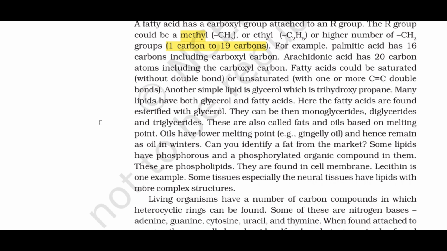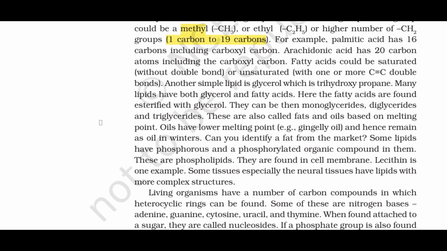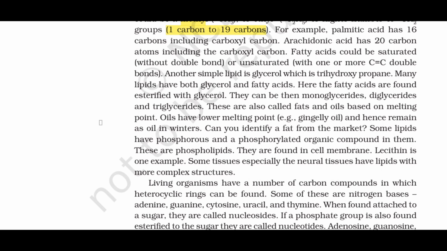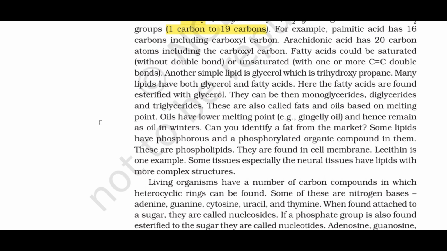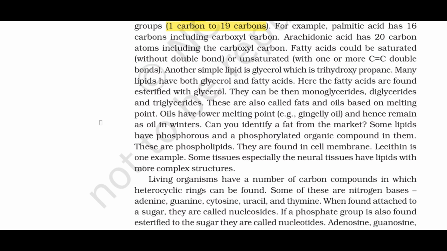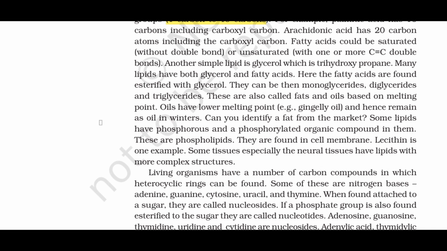Fatty acids could be saturated, without a double bond, or unsaturated, with one or more C=C double bonds. Another simple lipid is glycerol, which is trihydroxypropane. Many lipids have both glycerol and fatty acids. Here the fatty acids are found esterified with glycerol. They can be monoglycerides, diglycerides and triglycerides.